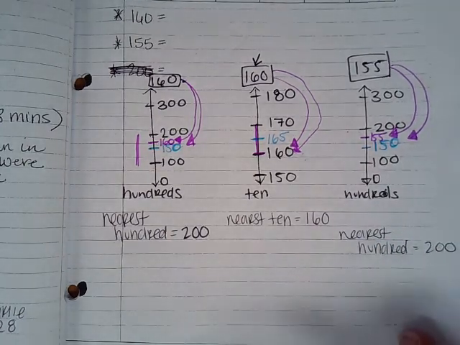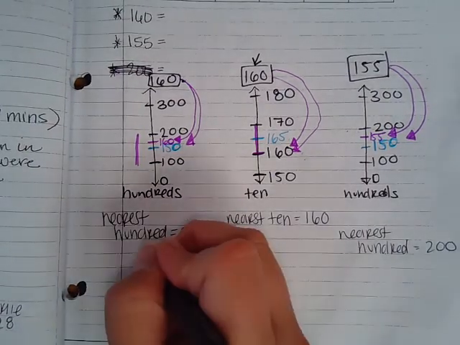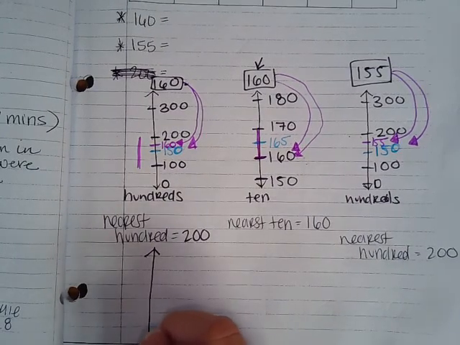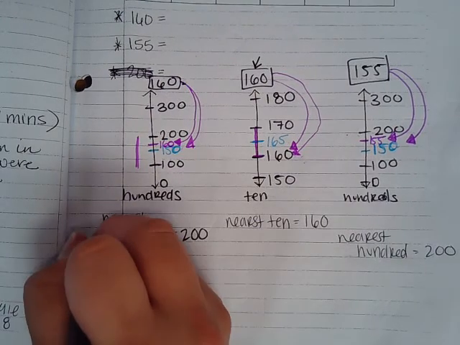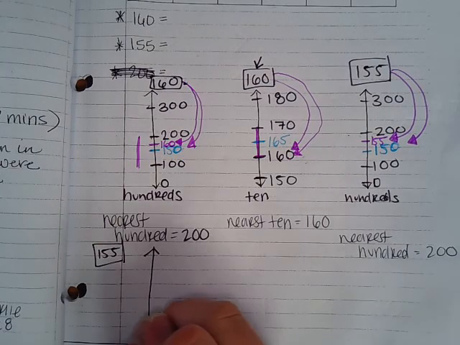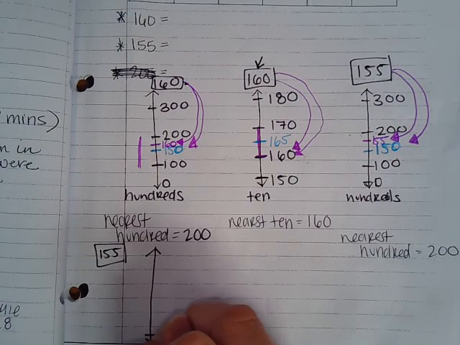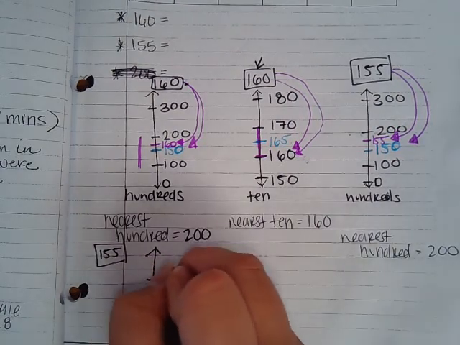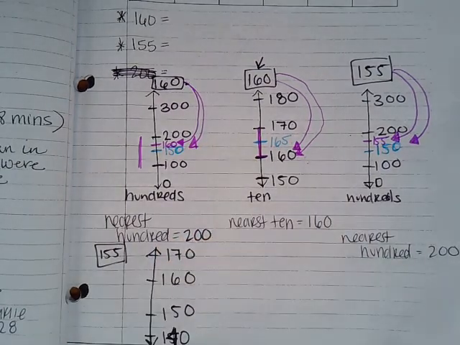All right. Now we're going to draw one more number line, okay? And we're going to do 155 to the nearest 10. So let's start down here with 140, then we'll go up to 150, 160, and then 170, right?